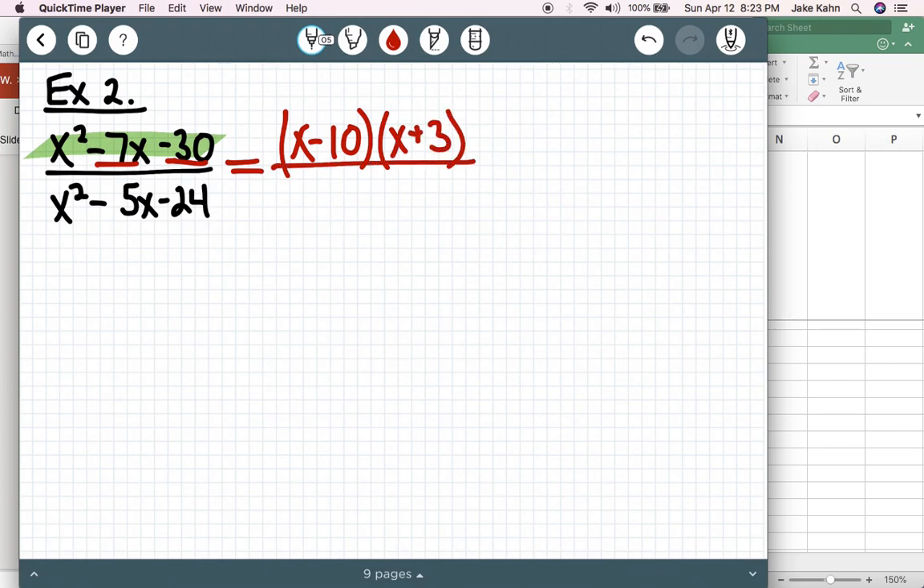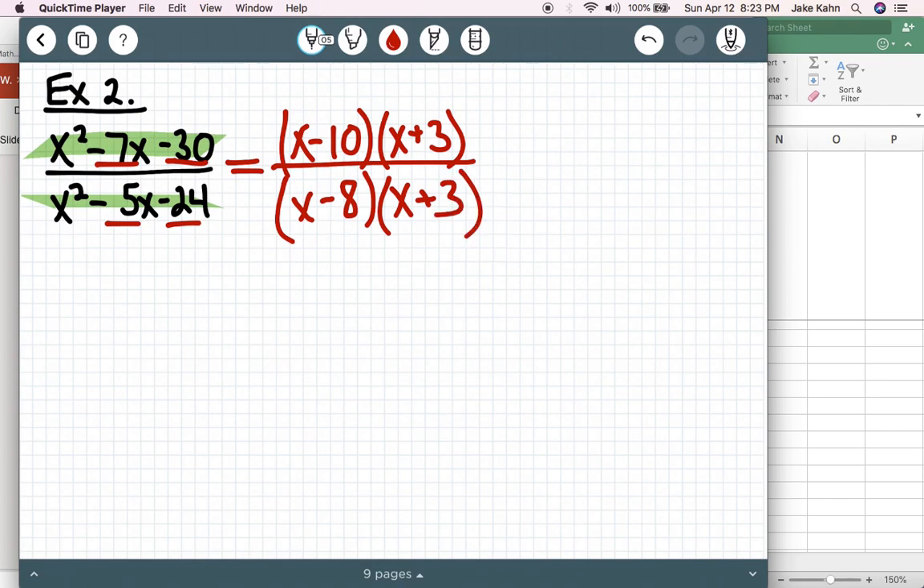Divided by, okay. Can we factor x squared minus 5x minus 24? Well, it's a quadratic trinomial, so we definitely should try, right? What two numbers multiply to get negative 24 and add to get negative 5? Think about it. We should get negative 8 and positive 3. Cool.